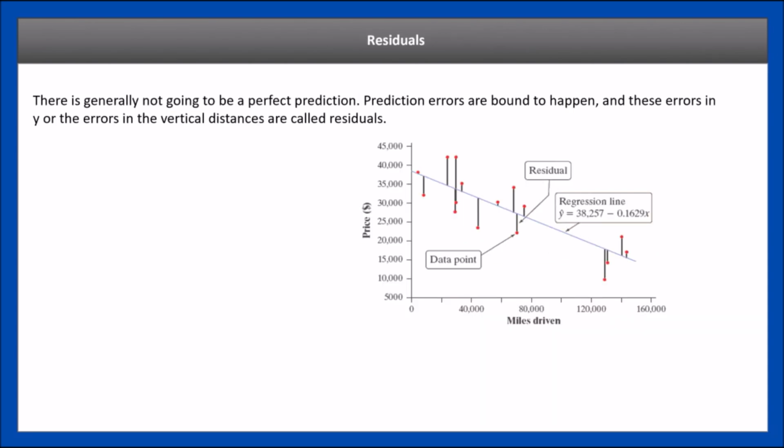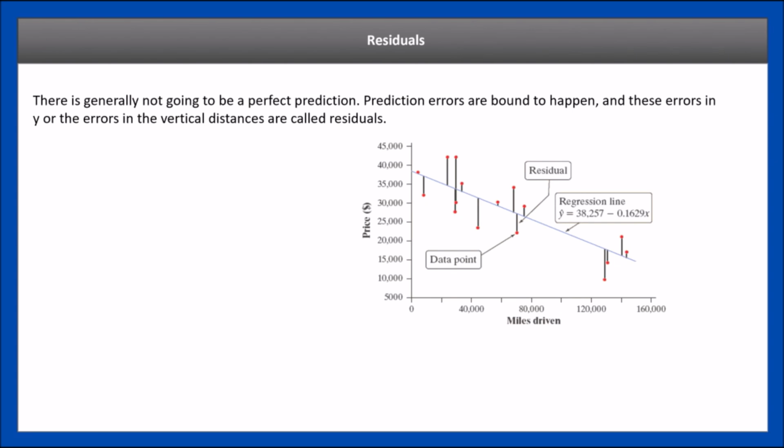All right, so generally when we collect data, there's not going to be a perfect prediction, right? There's bound to be errors in our prediction, because what we're doing is we're taking the realistic data and trying to fit it to an ideal line, right? And so there's bound to be errors in the real world. So prediction errors are bound to happen, and what we want to do is minimize these errors. These errors are called residuals. So in statistics, we refer to the errors in the vertical distance as residuals.